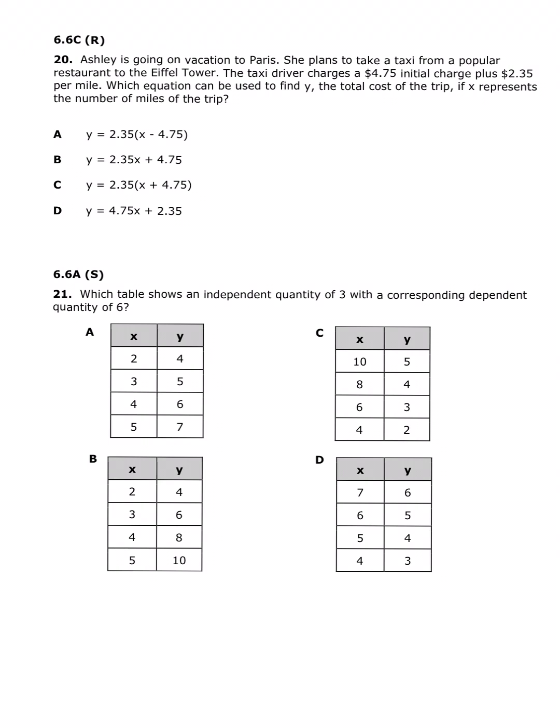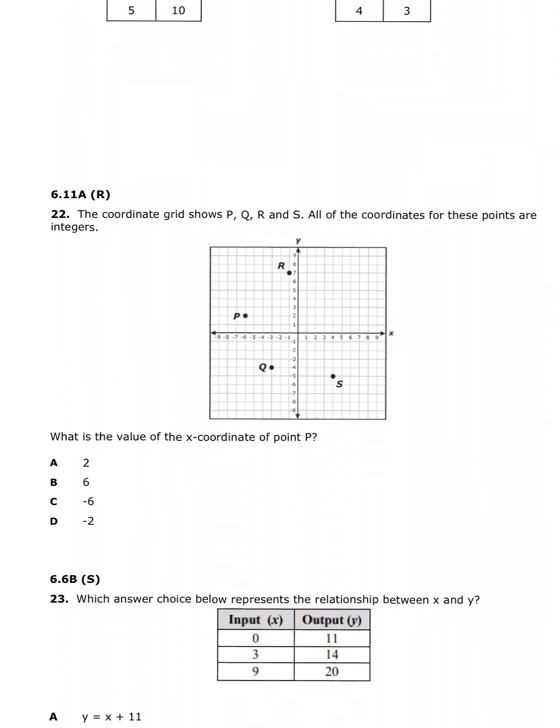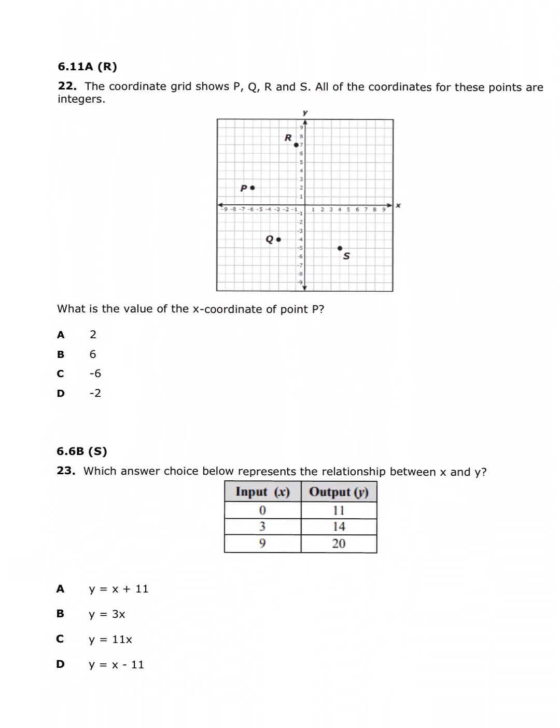21. Which table shows an independent quantity of 3 with a corresponding dependent quantity of 6? 22. The coordinate grid shows P, Q, R, and S. All of the coordinates for these points are integers. What is the value of the x-coordinate of point P? A2, B6, C -6, D -2.